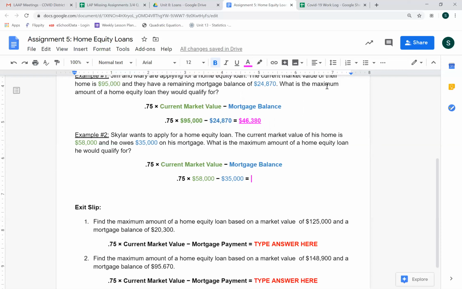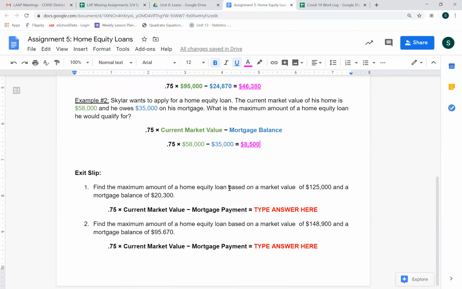So 0.75 times 58,000 minus 35,000 means that he would only qualify for $8,500 for a home equity loan. So basically a loan to make some repairs and improvements to try to increase his home's value.